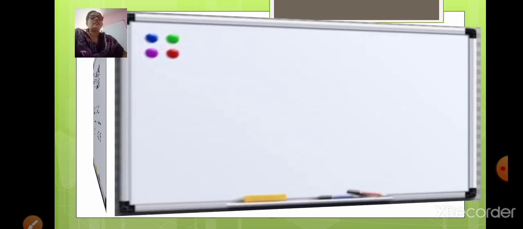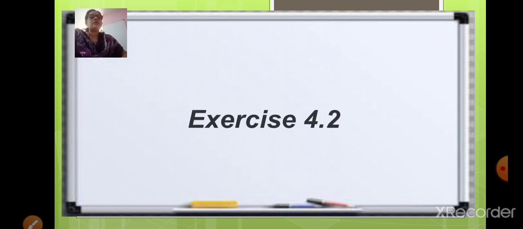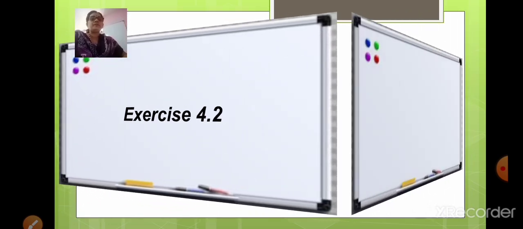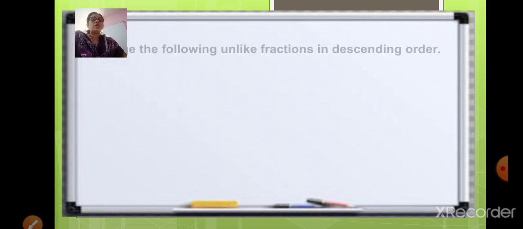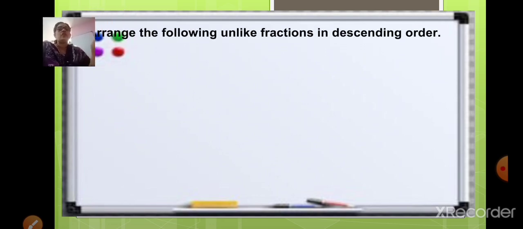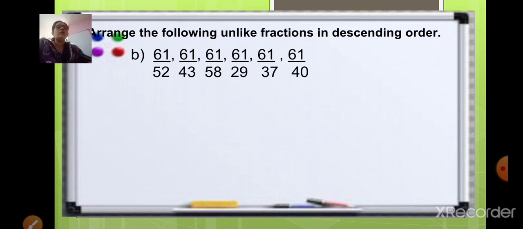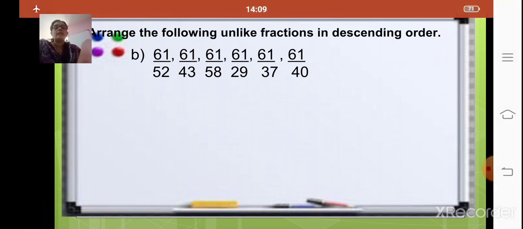Now let us start with exercise 4.2. Okay, now you have to arrange the following fractions in descending order. Here all the numerators are the same, so you don't have to do anything. You just have to compare the denominators. Now all these exercise sums you are going to solve in your notebook. Now children, here all the numerators are the same, so compare the denominators.